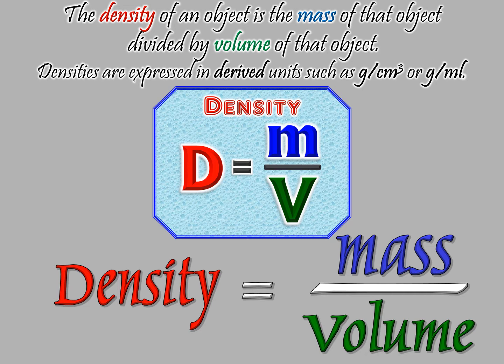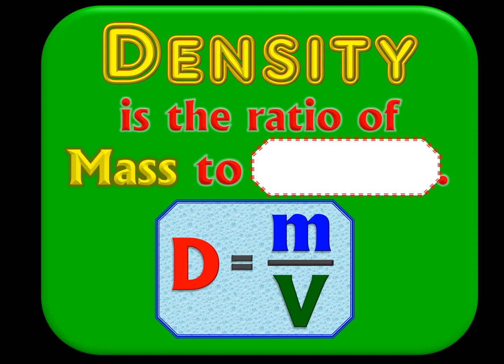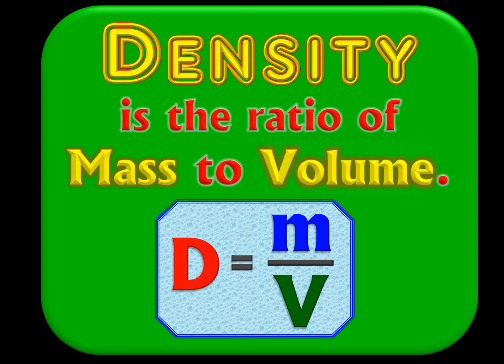The density of an object is usually very characteristic of what it is made of. If you want to know if something is made of gold, check its density and you'll find out. If you want to know if something is made of iron, check its density. That should tell you. Density is very characteristic for most materials. So density is the ratio of mass to, what does the V stand for? Volume.